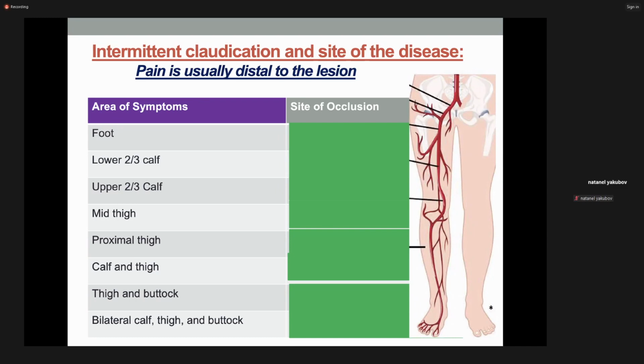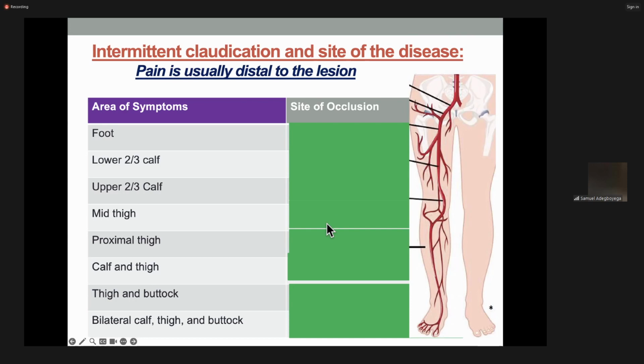No. Absolutely not. So that means anything proximal to the thigh is the site of occlusion, which could be the common femoral, could be the iliac, could be the aortoiliac. So please make sure you are aware of that. But if I tell you the exact location where this pain is, then you could kind of guess off of that. So let's give a couple of examples.